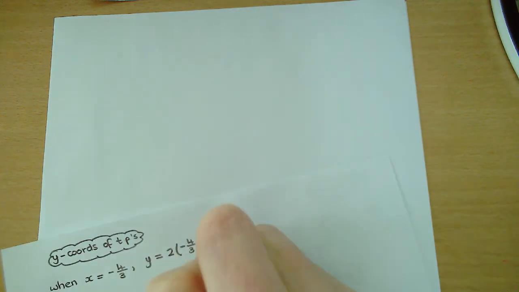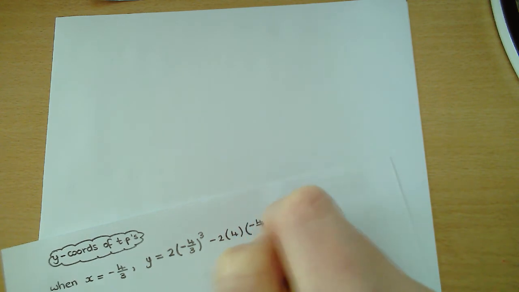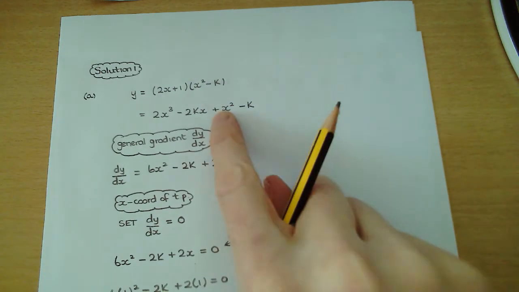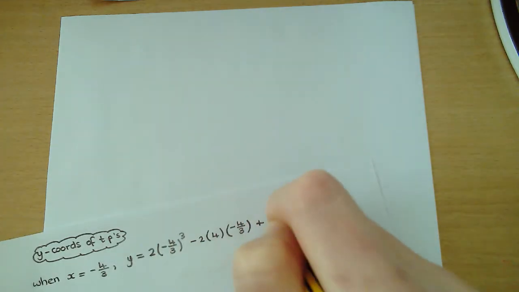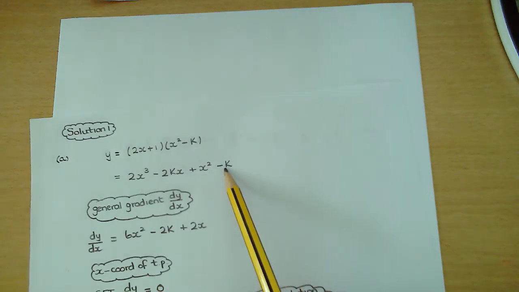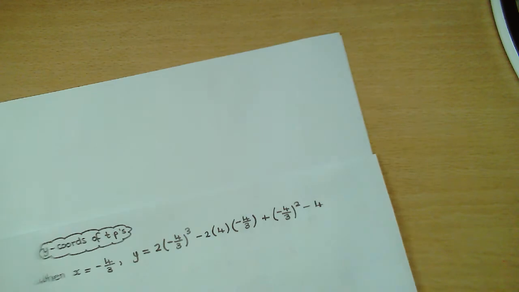So that's going to be minus 2 times 4, and then x was minus 4 over 3. Okay, and then flick back over again. And then we've got plus x squared. So plus minus 4 over 3 all squared. And then finally, don't forget about chucking the value of k in, which was 4. So it's going to be minus and then 4. So just be careful.